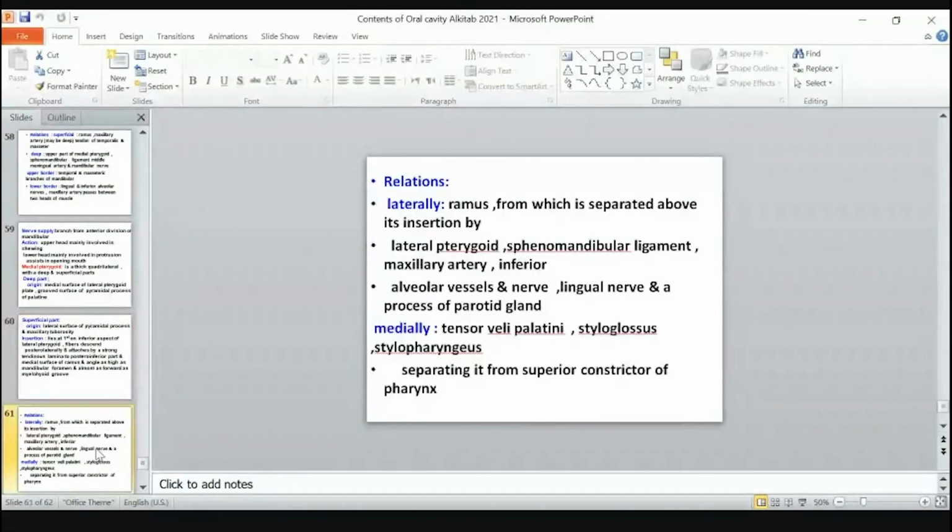Related to it laterally are the ramus, from which it is separated above its insertion by lateral pterygoid, sphenomandibular ligament, maxillary artery, inferior alveolar vessels and nerve. All these lie lateral to it, and the lingual nerve. Medial to it lies the tensor veli palatini with styloglossus and stylopharyngeus, separating it from the superior constrictor of pharynx.